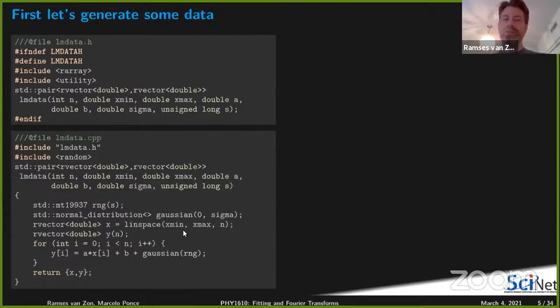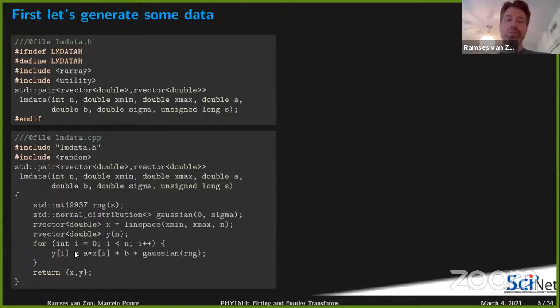So that's quite a few parameters, so they're all put into this function. The number of points I want, the range of x values, the a and b that govern the linear relation, the sigma, so the standard deviation, and then a random seed that basically kickstarts the random numbers, and as I said, we'll discuss that at greater length in the next lecture.